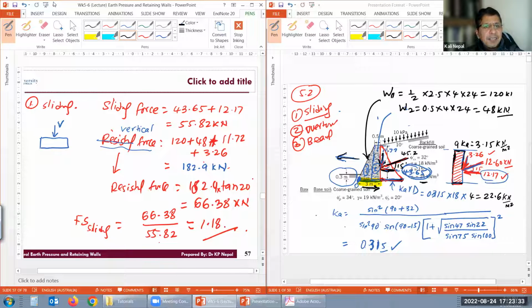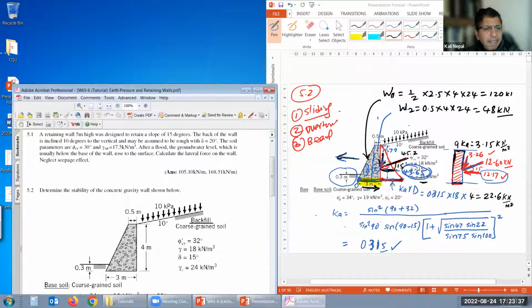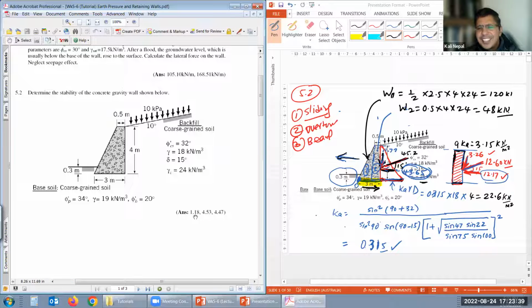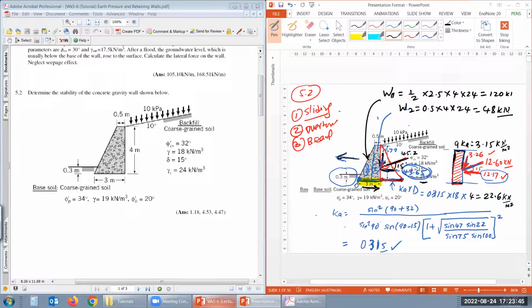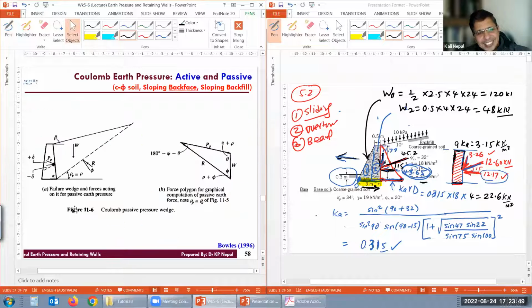What is the answer they have? We have it here. Yeah, 1.18. That's it. That's the safety for sliding. Good. What is next? Overturning, right? Let's check overturning.